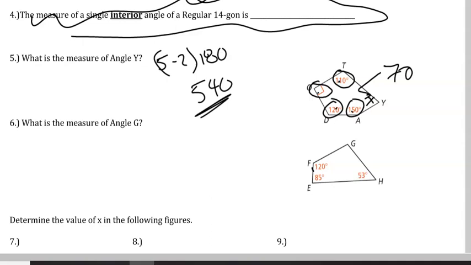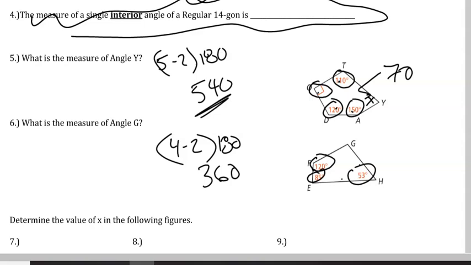On this one, we have 1, 2, 3, 4 sides. 4 minus 2 times 180 gives me 360. I know all of them together are 360. Let's subtract these away from 360. 360 minus 120 minus 85 minus 53. It gives me 102 left over. 102.